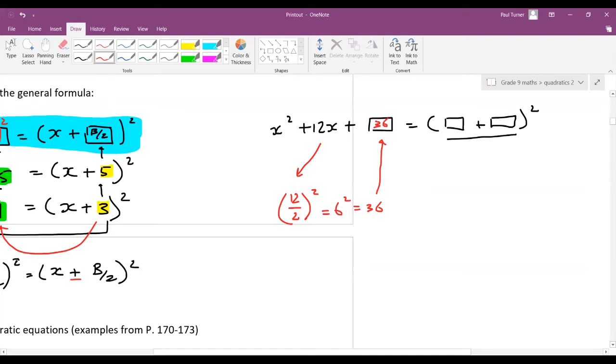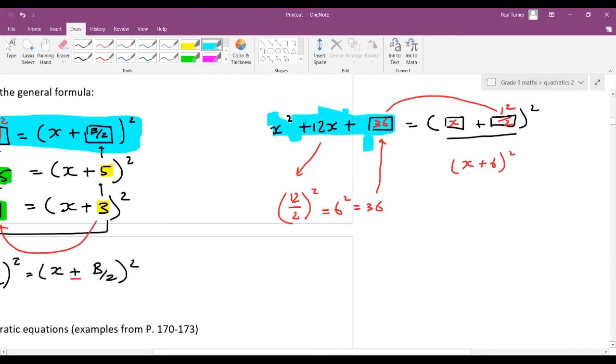Okay, and then we've got an x here. You'll always have x or y or something like that. So x will go there. And this number is the square root of 36, or b on 2. That's b on 2 there. So 12 on 2, which is going to be x plus 6 all squared. So x squared plus 12x plus 36. There.